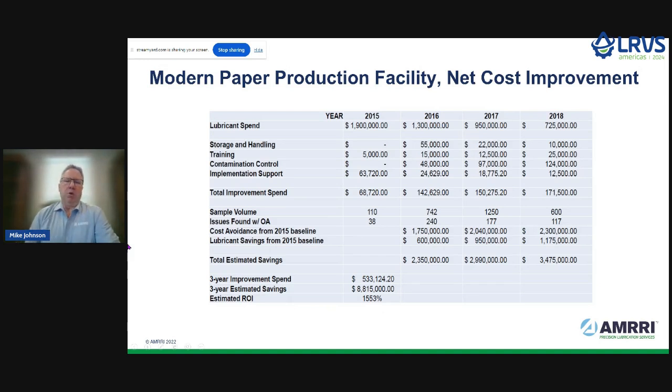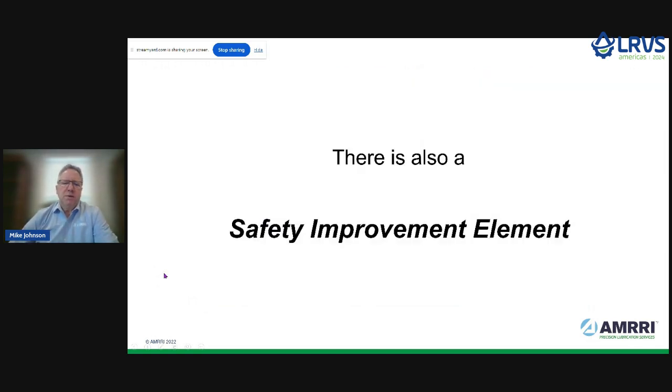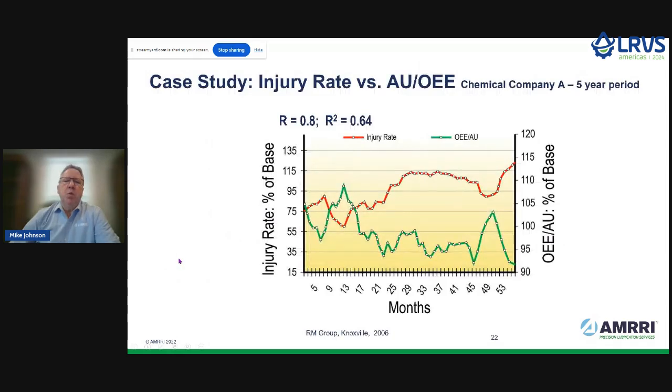I've done multiple cost analyses during benchmarking sessions at multiple facilities, and these numbers, the ROI and the estimated savings over progressive years, the net present value, if you will, always turn out to be larger than expected. And that is because our machinery, our livelihood, floats on an oil film that's the thickness of a red blood cell. Anything that we can do to improve the effectiveness of that machine-saving film produces huge returns in terms of productivity and reduced cost. There's a safety improvement element as well.